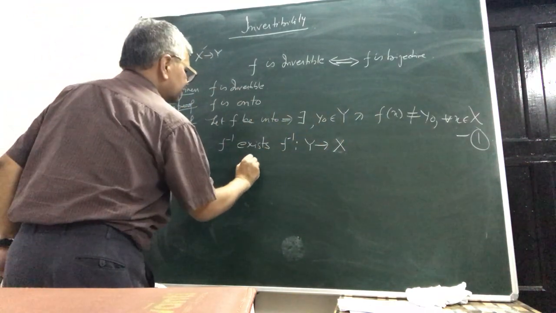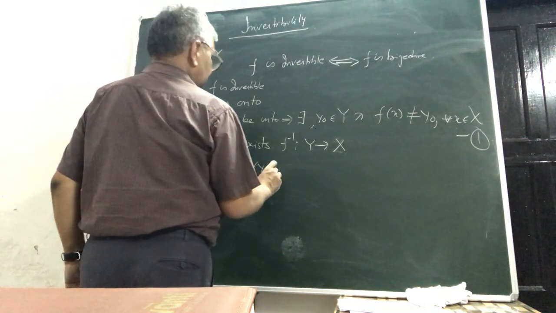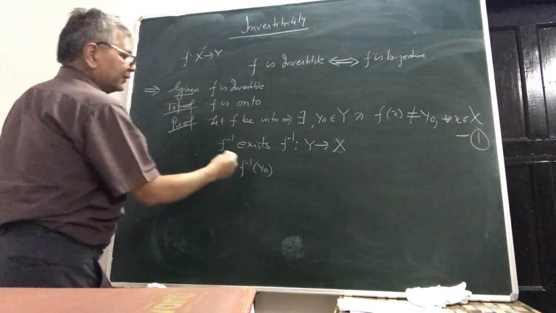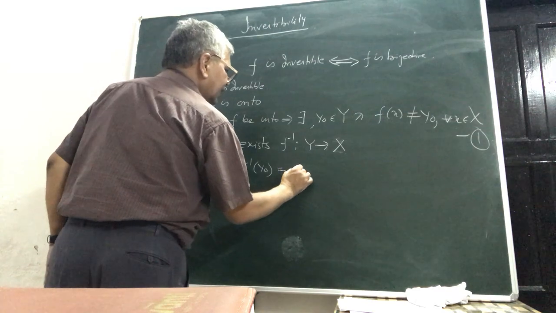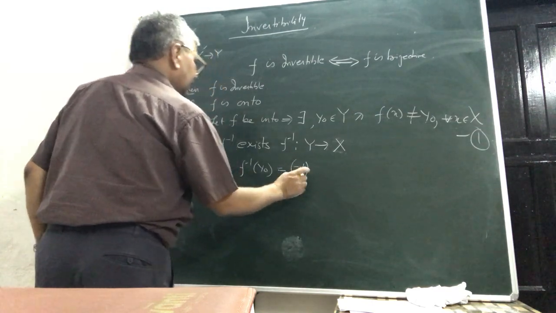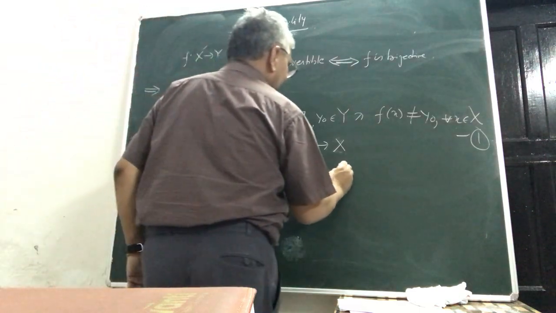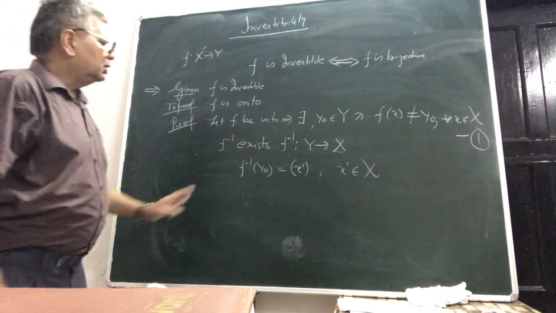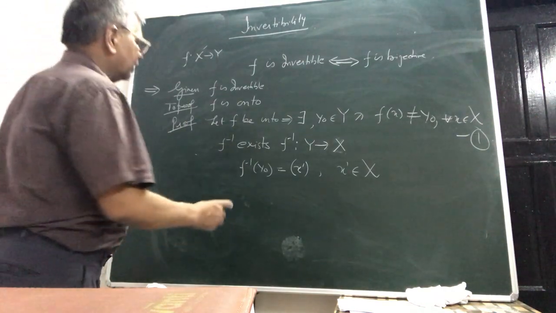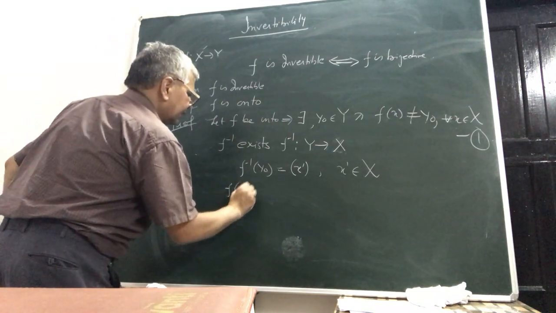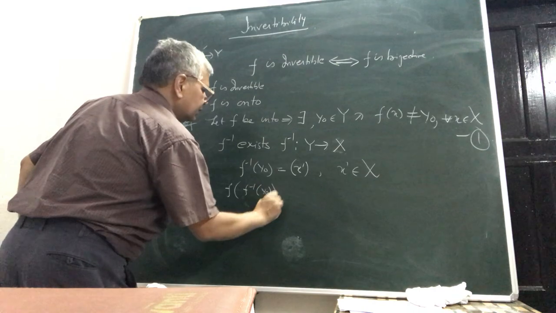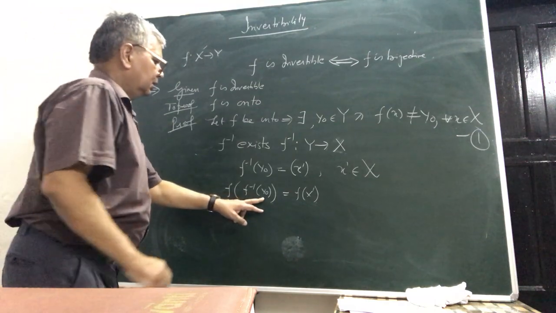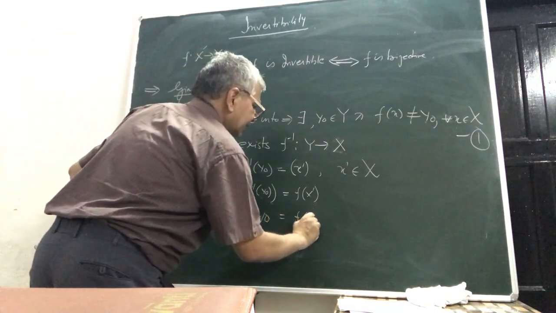So f inverse of y naught will have an image, because f inverse is a function from Y to X. So call it f inverse of y naught is equal to, say, x dash, where x dash is some element of capital X. Okay. Now, function is invertible, so what you will get? Take f of f inverse of y naught is equal to f of x dash. Now, this is what? This is y naught, is equal to f of x dash.